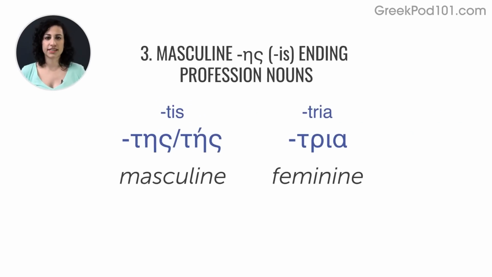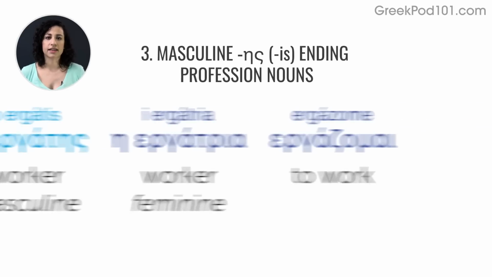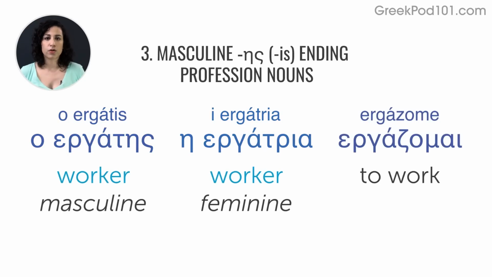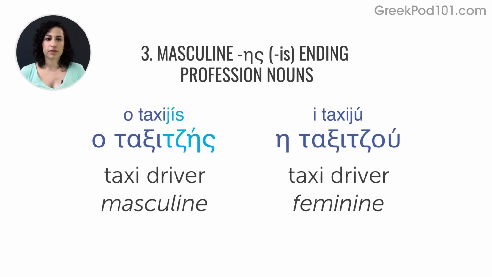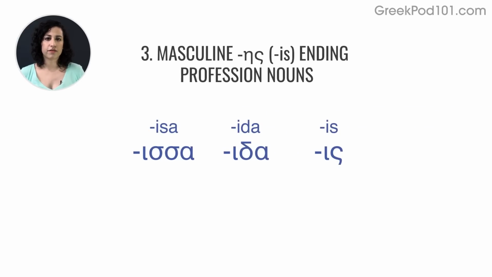The final category is the masculine is ending nouns. Here, the masculine nouns that end in tis and that they derive from a verb form feminine nouns ending in tria, like ο εργάτης, η εργάτρια, worker, deriving from the verb εργάζομαι, to work. Furthermore, the masculine nouns that end in zis form their feminine counterparts in zou, like ο ταξιτζής, η ταξιτζού, taxi driver. The rest usually form the feminine nouns ending in isa. A few have the alternative scholarly ida and is endings, while some share the same form.